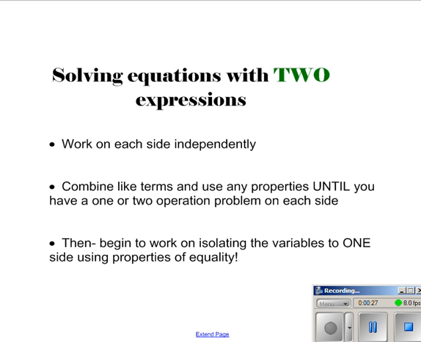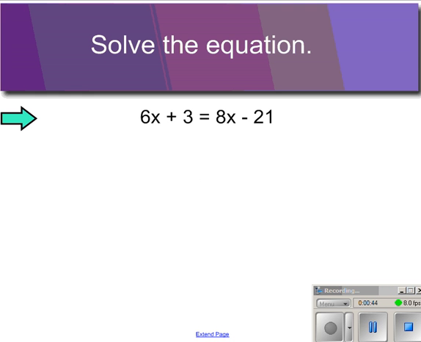You're going to combine like terms and use any properties on each side until you have a one or two operation problem on each side. After you have that, you're going to begin to work on isolating the variables to one of the sides using the properties of equality. So let's go ahead and look at this one.